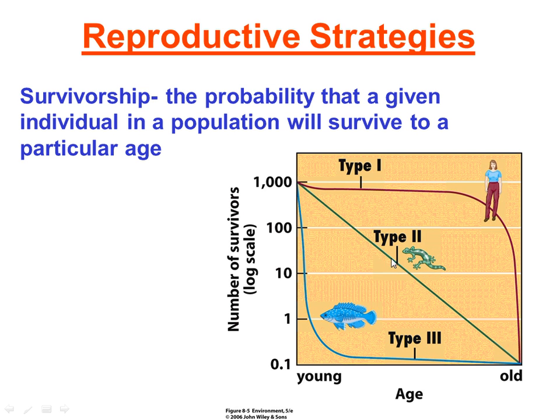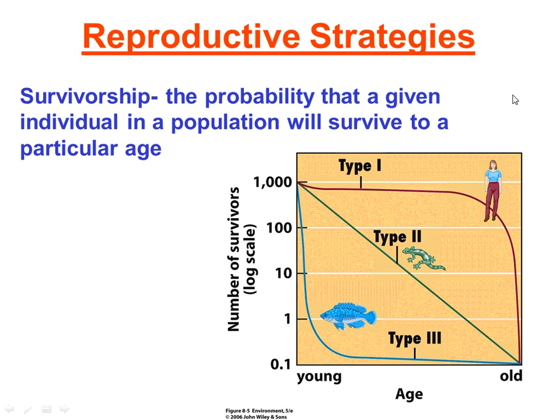So type 1, you live a long time, you die at old age. Type 3, you're more likely to die when you're young, but if you get past your young stage, you're able to survive for a long time. And type 2, age does not affect your probability of dying. You're just consistently dying your whole life.